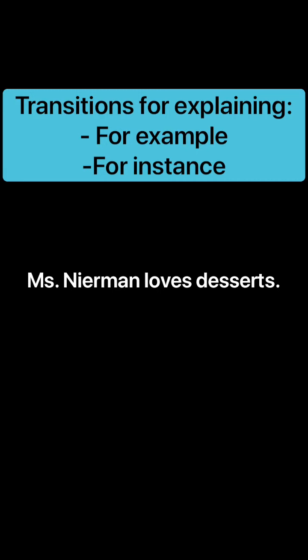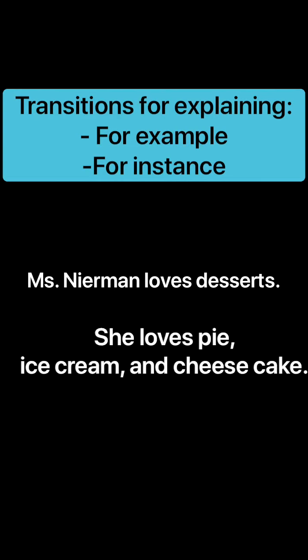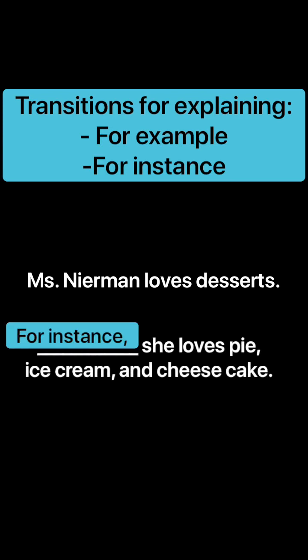One more quick example. My first sentence says, Miss Nierman loves desserts. In my second sentence, I want to explain what type of desserts I love. So I could say, she loves pie, ice cream, and cheesecake. Can you think of adding a transition word? Either would work. Miss Nierman loves desserts. For instance, she likes pie, ice cream, and cheesecake. There you go.